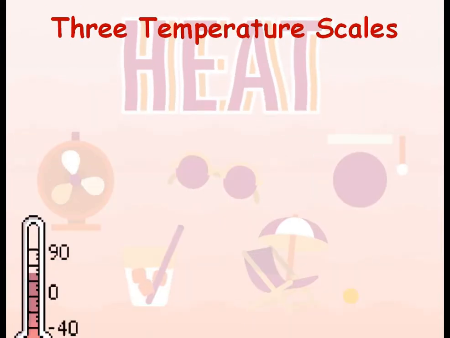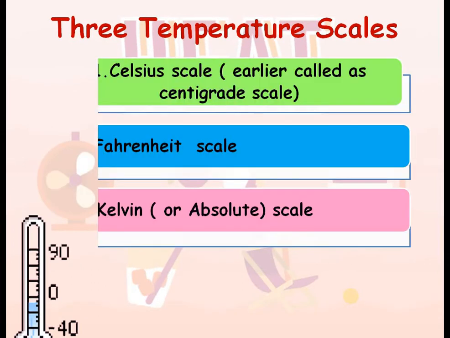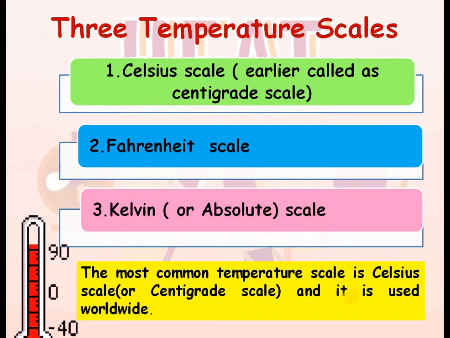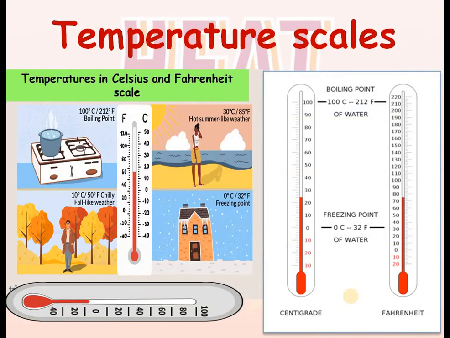The three temperature scales which are most commonly used are Celsius scale, Fahrenheit scale and Kelvin scale. Of them, Celsius is the most common temperature scale and it is used worldwide. Now, here I will be differentiating between the two most commonly used temperature scales, Celsius and Fahrenheit scale. These scales are used in our daily life.